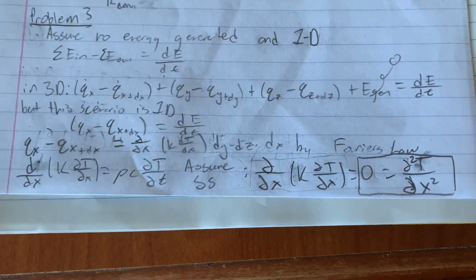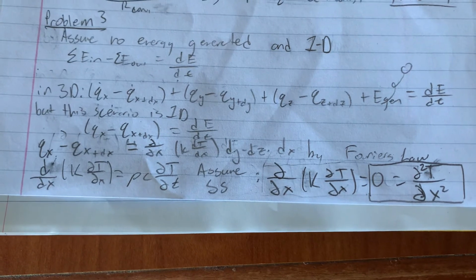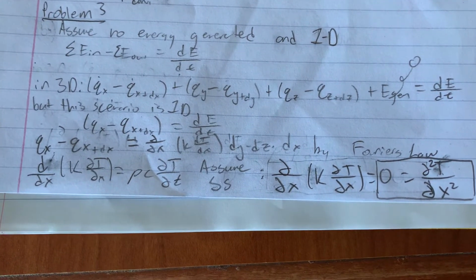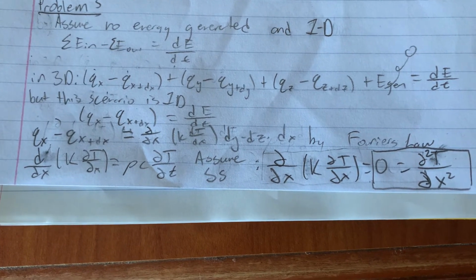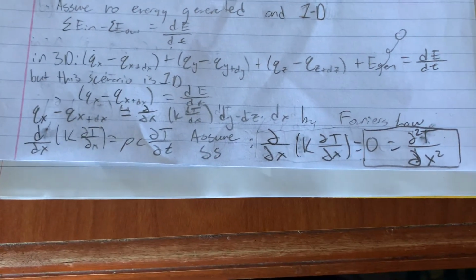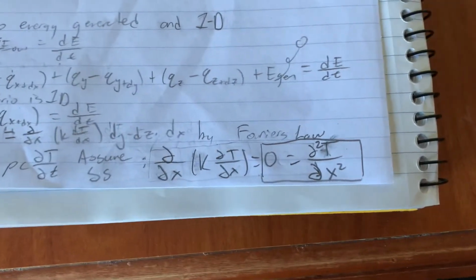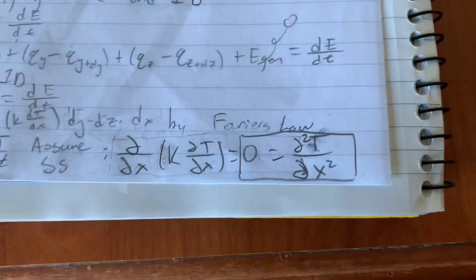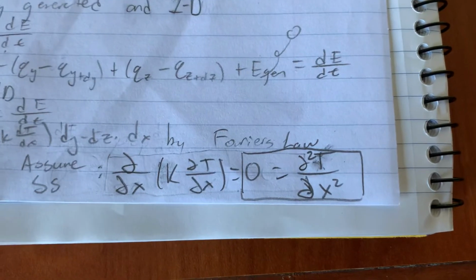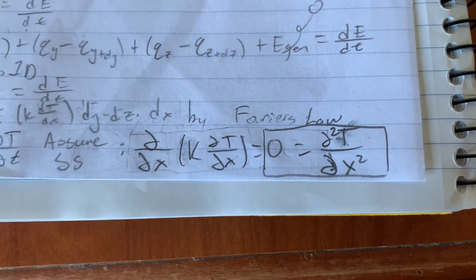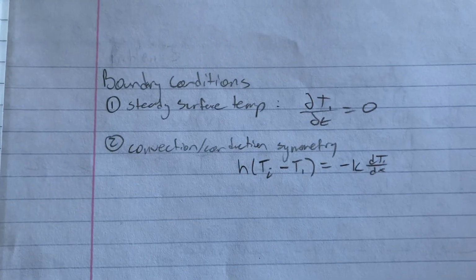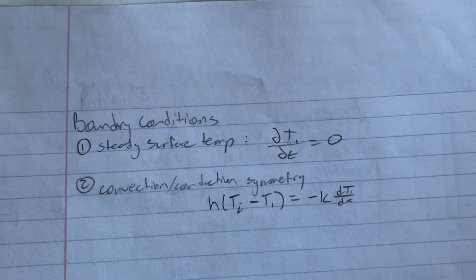We can then apply Fourier's law to plug in for the little q's, and then also steady state to make the right side of the equation equal to 0. Temperature is not changing with time at steady state. Then we could do a little calculus, take the derivative, divide over k, and we get the double derivative of temperature per x is equal to 0. With boundary conditions of a steady surface temperature and convection, conduction, symmetry, just like the spherical coordinates.